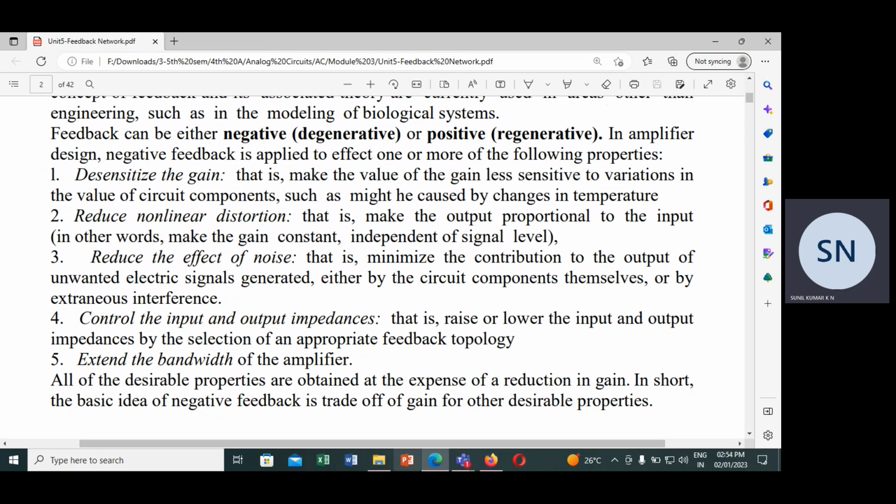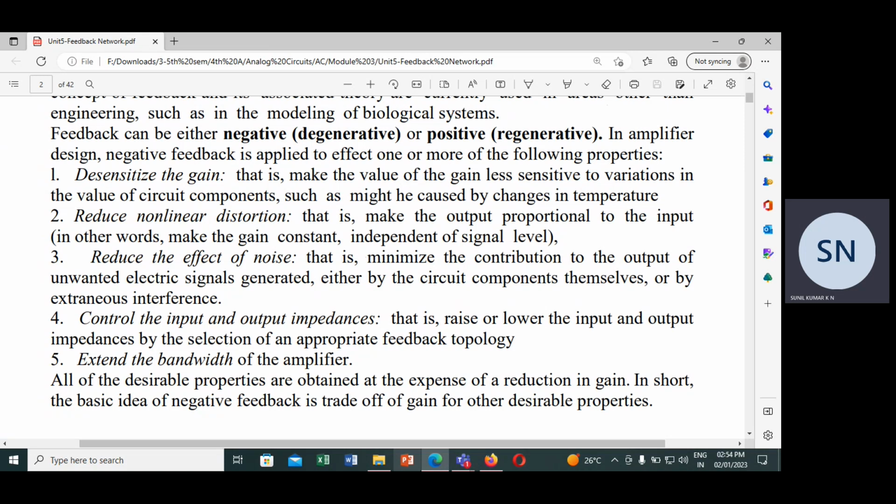The only drawback when you connect the negative feedback amplifier is that it is going to reduce the gain. This is the only drawback you are going to find in negative feedback: it reduces the gain when compared to the open loop amplifier. So whatever parameters I told, you have to compare.